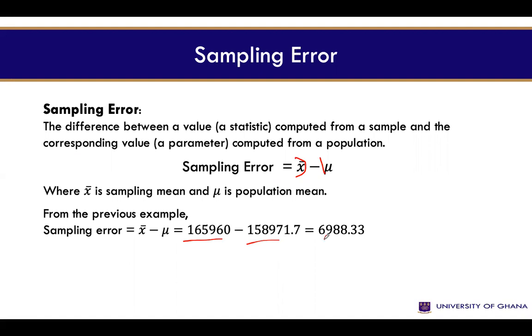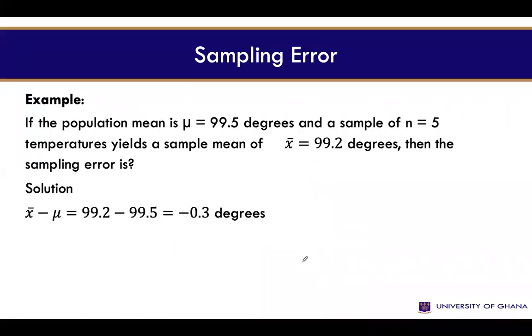So here we can conclude that the sample exceeds the population by about 6,988 square feet, right? So these are some of the ways that you can compute the sample error, and also make very good inferences with regards to that.